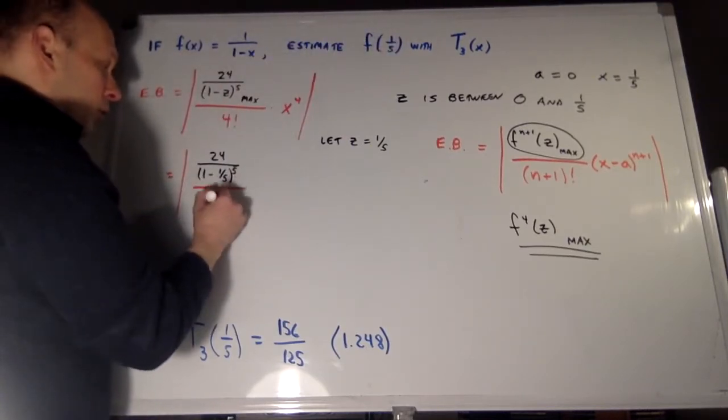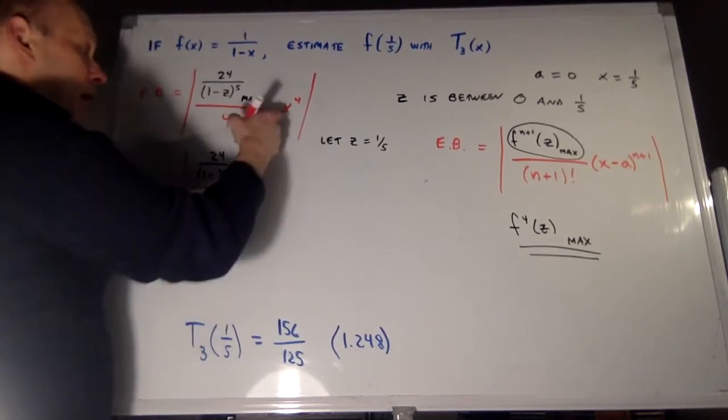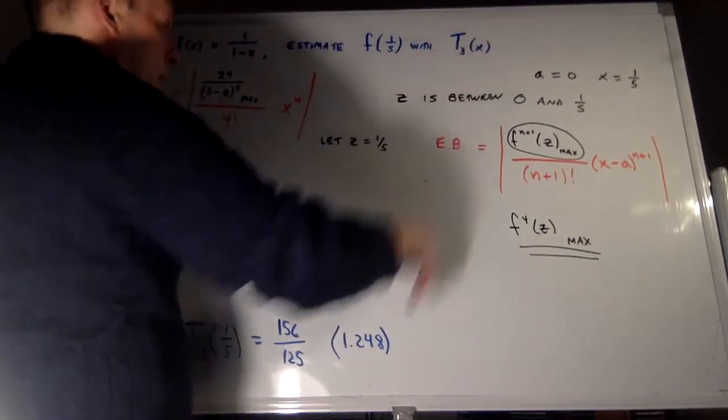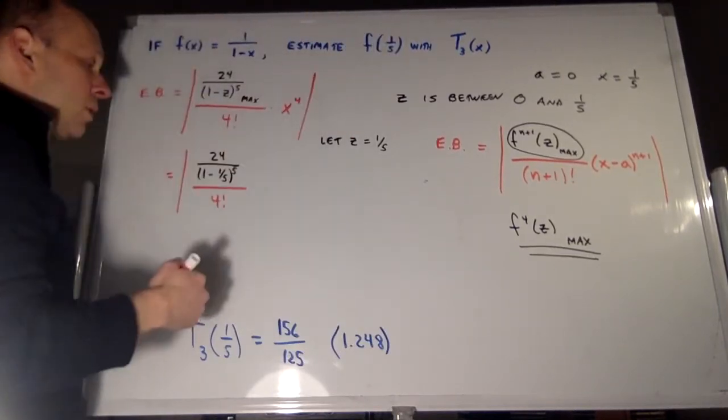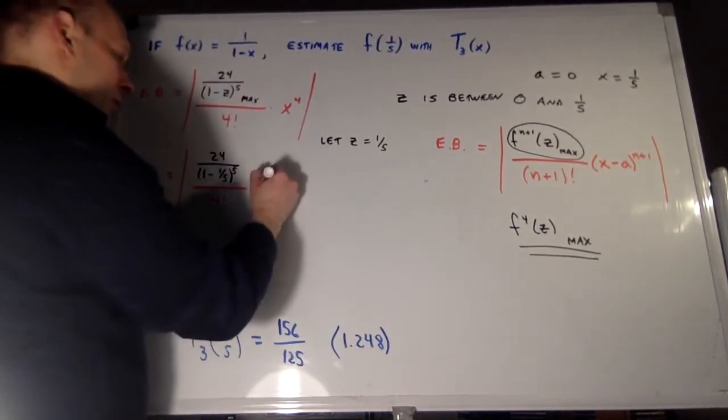So this is over 4 factorial times, now x. What's x? Well, x is 1/5. That's the number we're plugging in to estimate, right? 1/5. So that's going to be times 1/5 to the fourth.